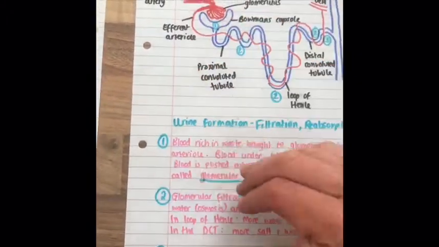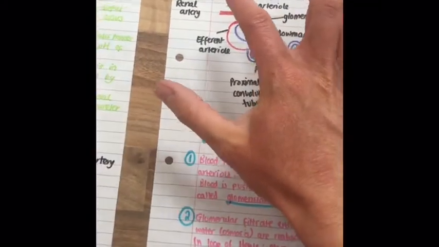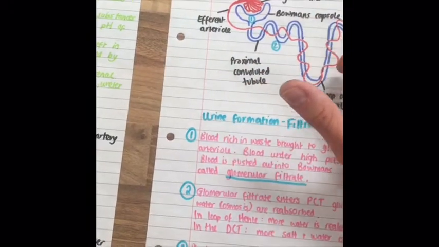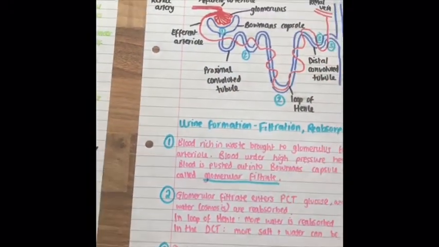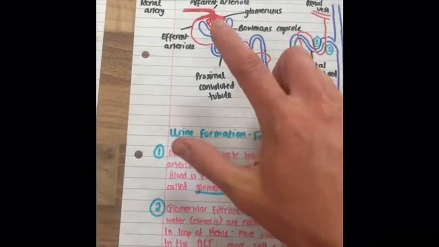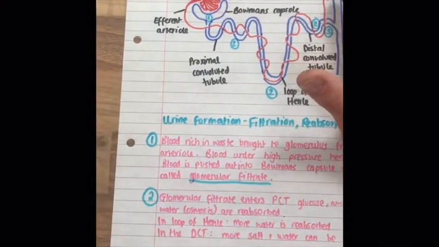This is called the efferent arteriole. What is happening here? The efferent arteriole is a blood vessel that's going around the full nephron. It's picking up those substances that have been reabsorbed. So this efferent arteriole then leads to the renal vein.